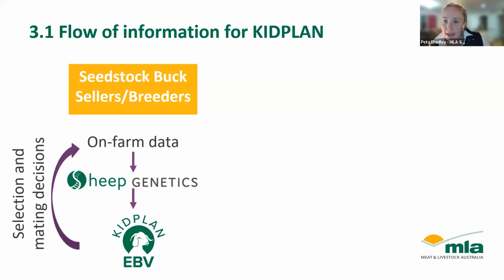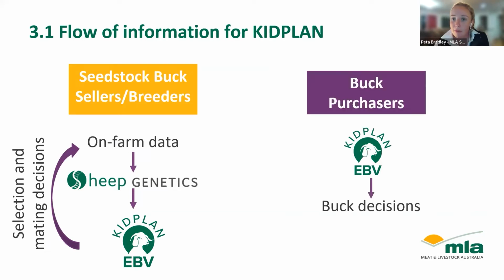With that KidPlan EBV, our buck breeders and sellers use that to make selection decisions. They choose, okay, which bucks do I keep and use again? Which young bucks do I bring in and use as a sire to make those mating decisions? Those mating decisions occur again, and we go and collect another lot of on-farm data. So that cycle continues. And we're making genetic progress because we're using EBVs to make those selection decisions. And then from a buck purchaser perspective, you don't have to worry about capturing that on-farm data. You can just use those EBVs as part of your selection decision.